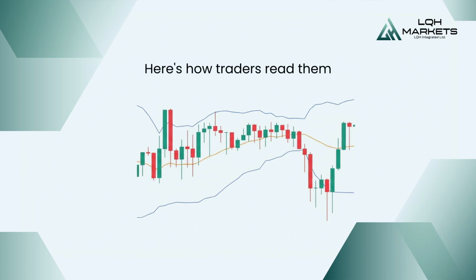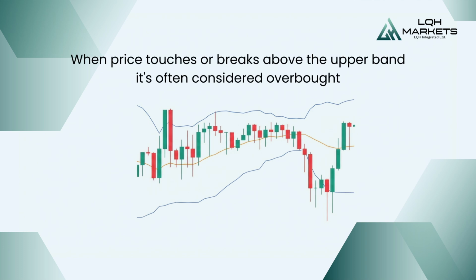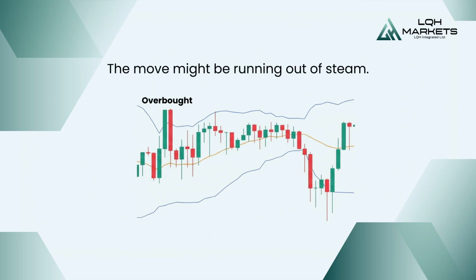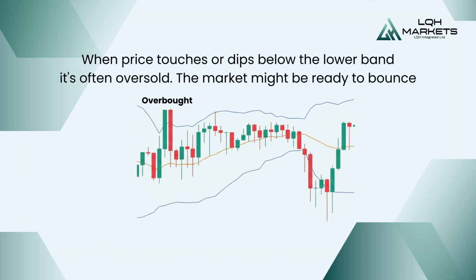Here's how traders read them. When price touches or breaks above the upper band, it's often considered overbought. The move might be running out of steam. When price touches or dips below the lower band, it's often oversold. The market might be ready to bounce.